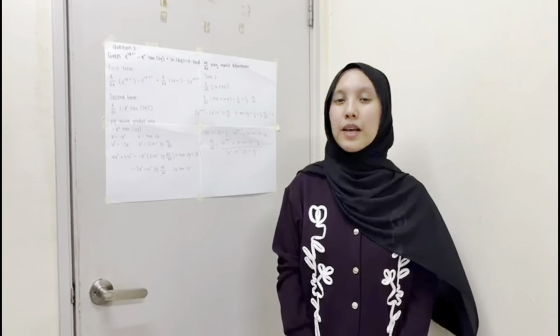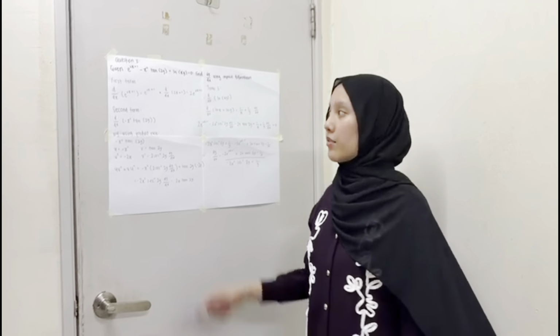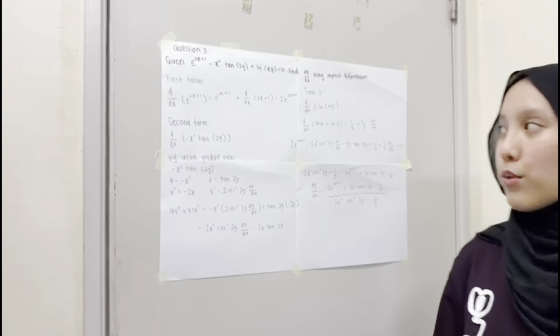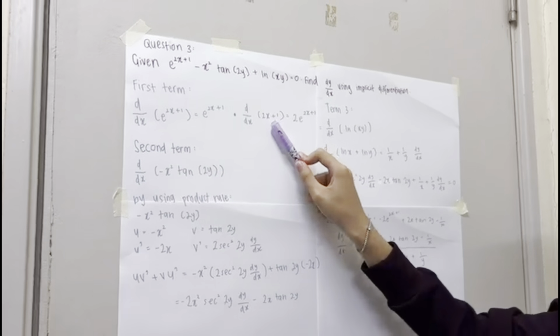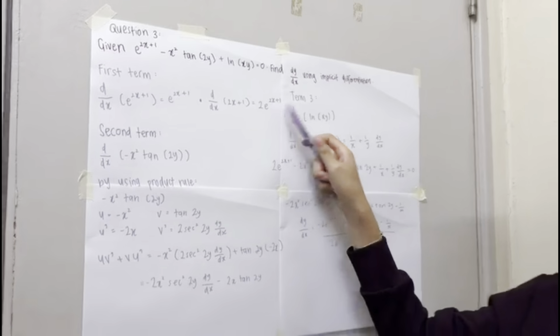First and foremost, by applying derivative of standard function, differentiate e to the power of 2x plus 1. You will get e to the power of 2x plus 1 times the derivative of the power 2x plus 1, so you will get 2e to the power of 2x plus 1.